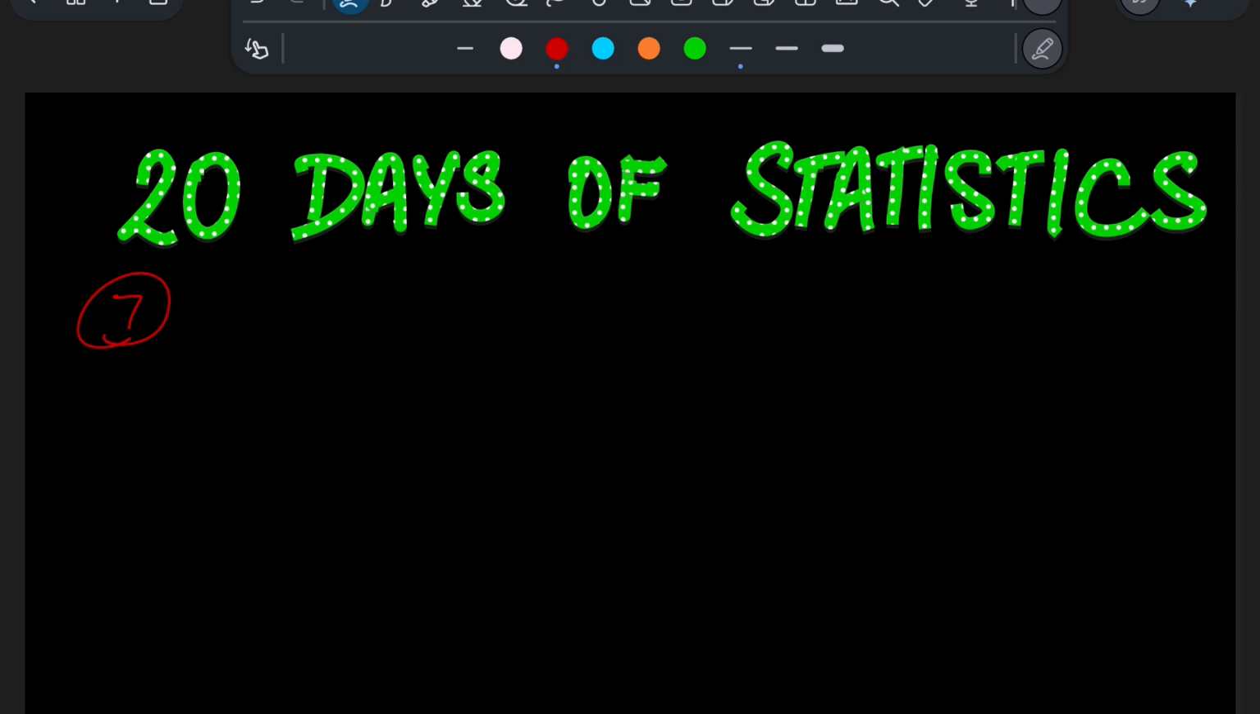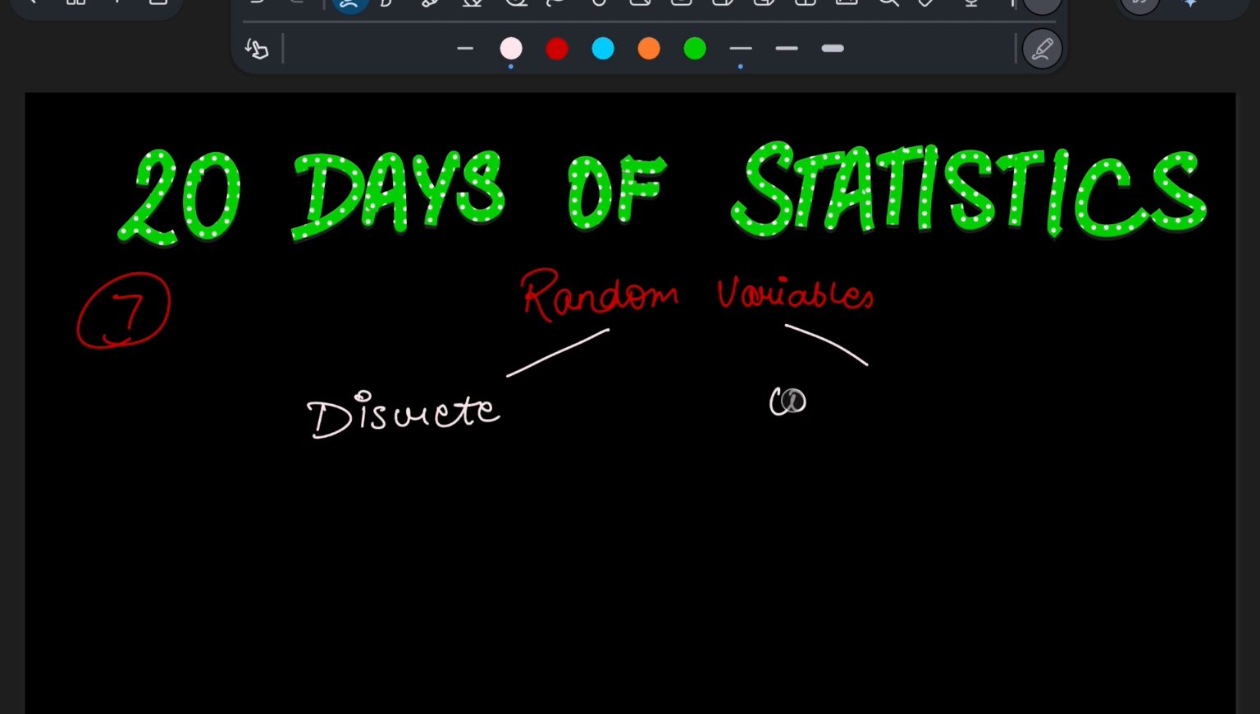So let's first discuss random variables, like what random variables are basically. A random variable is essentially a bridge between randomness and mathematics. It lets us assign numbers to certain outcomes so we can analyze them systematically. There are two types of random variables. The first one is the discrete random variable, and the second one is the continuous random variable.